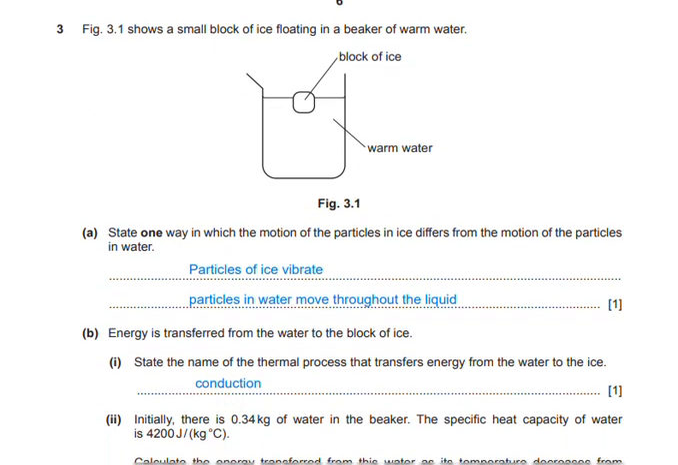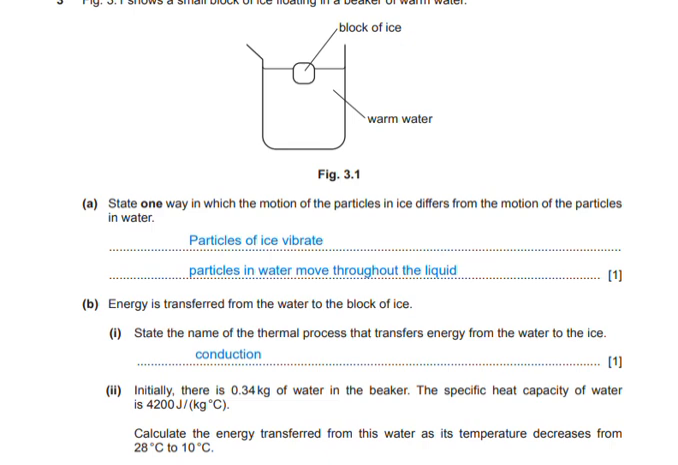Question number 3. Figure 3.1 shows a small block of ice floating in a beaker of warm water. Okay, there's a block of ice, and that's the warm water. State one way in which the motion of the particles in ice differ from the motion of particles in water. We know that the particles of ice, they are in solid form, so they vibrate only. And for the water, they move throughout the liquid. Okay, write any one of the statements, you'll get the mark.